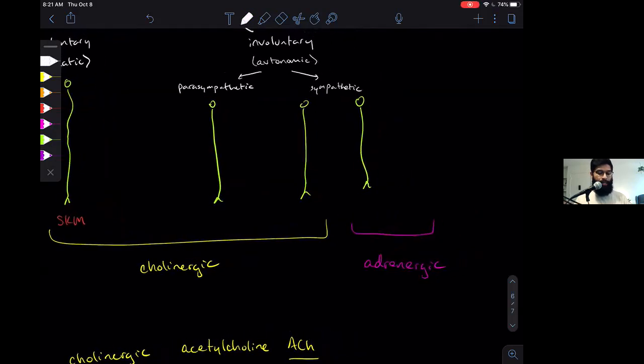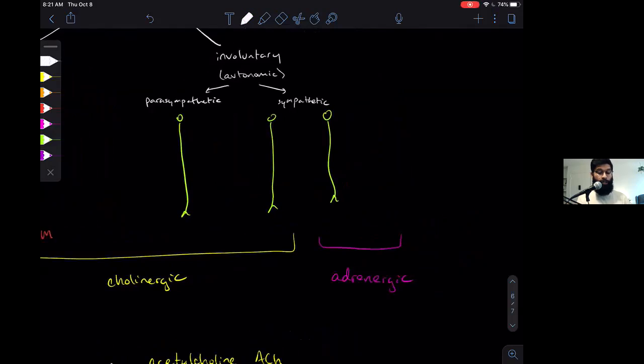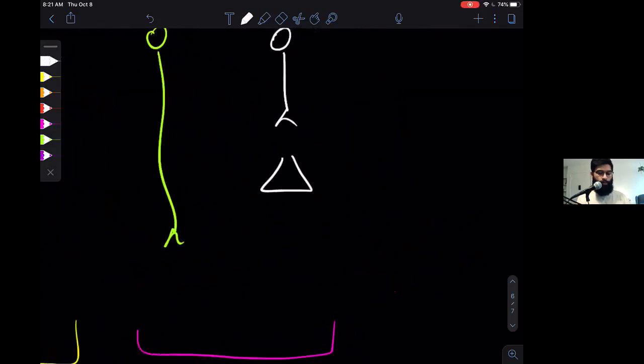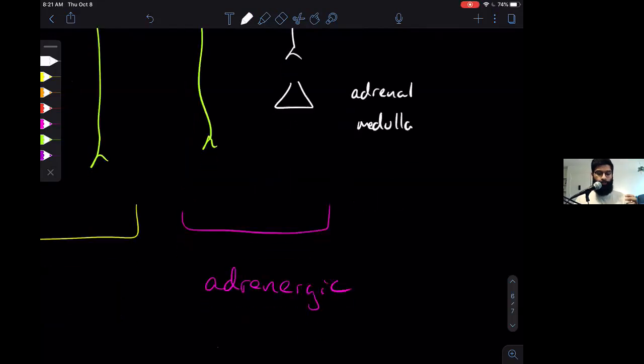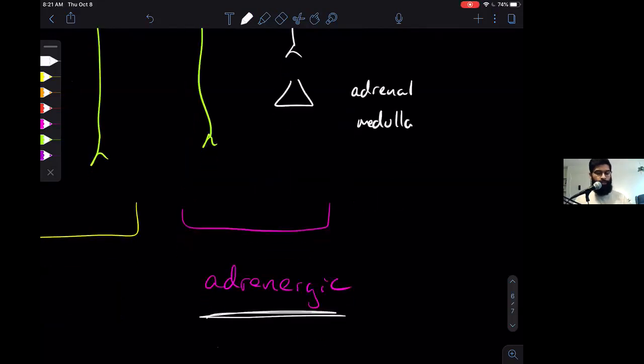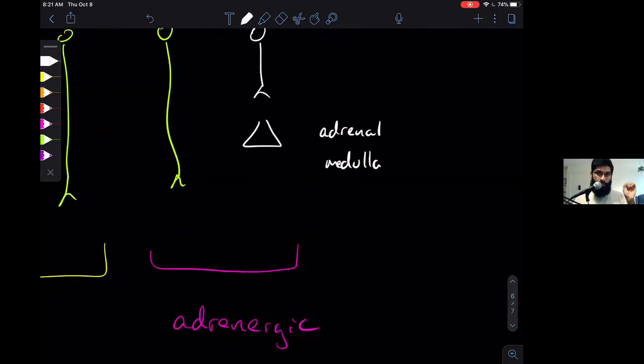One sympathetic target is actually your adrenal medulla. And so I'm going to identify that right here real quick. This is your adrenal medulla. And your adrenal medulla is a tiny little organ that sits atop your kidneys. You'll see that in anatomy. And its job is actually to produce epinephrine and norepinephrine. And so you have a sympathetic nerve that goes and synapses onto the adrenal medulla.